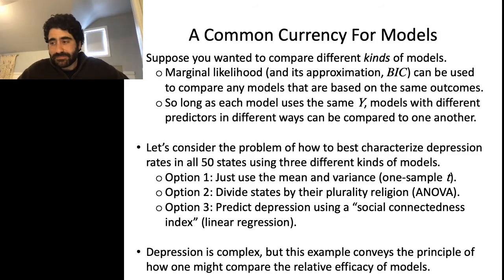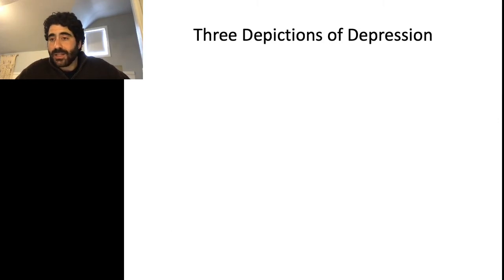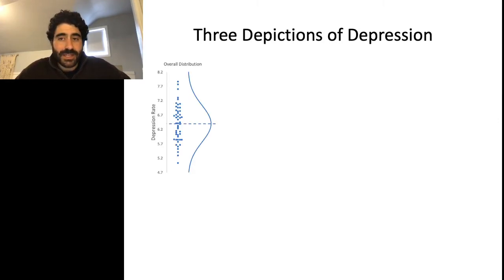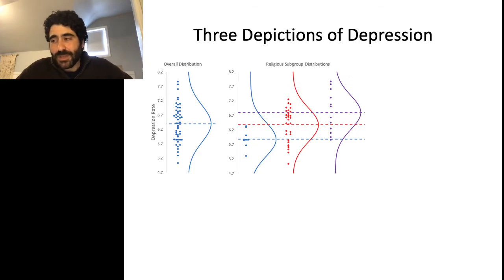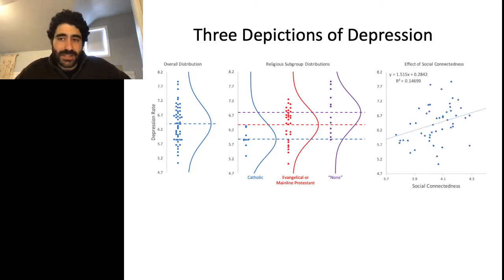Obviously this is just an example. Probably none of these would be great depression models, right? But the idea here is that these are all very different kinds of models that have different kinds of predictors. Here's our simplest model, which is just predict the mean depression rate with some variability around it. We could do an ANOVA, which predicts a depression rate within each of these different religious groups. Or we could have a continuous valued model that takes in this continuous social connectedness measure and then outputs some prediction of depression rates.